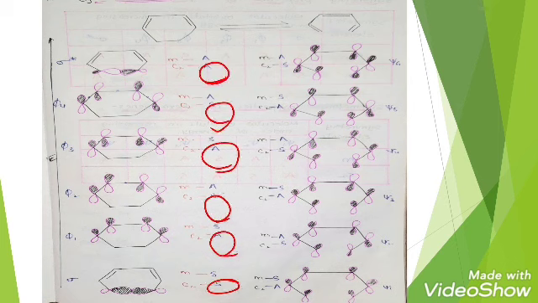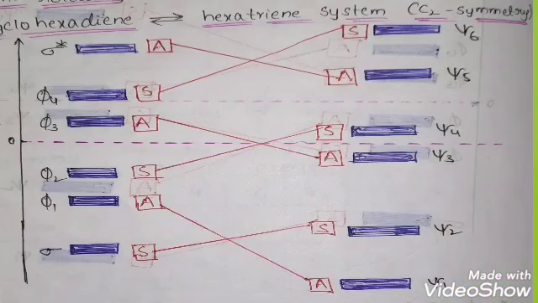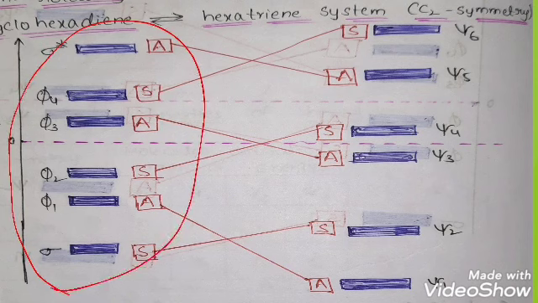These are the symmetry elements of C2 axis in cyclohexadiene, which are represented here. Sigma is symmetric, pi 1 is antisymmetric, pi 2 is symmetric, pi 3 is antisymmetric, pi 4 is symmetric, sigma star is antisymmetric with respect to C2 axis.